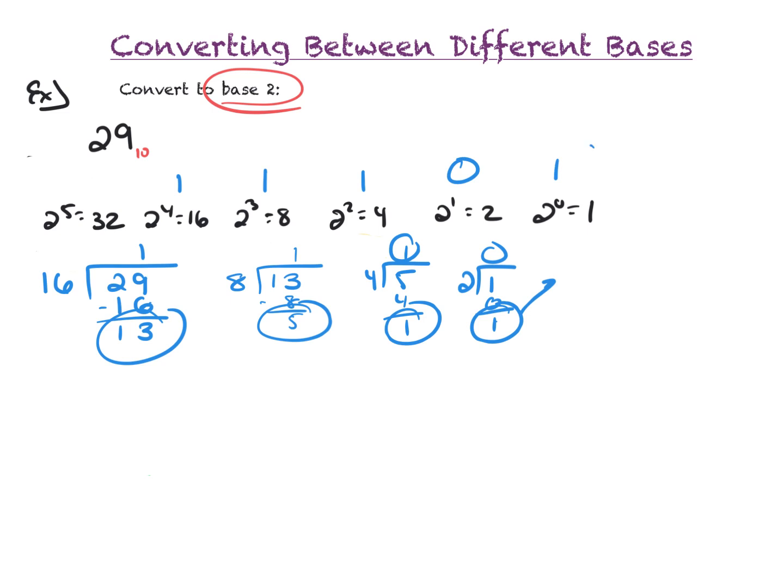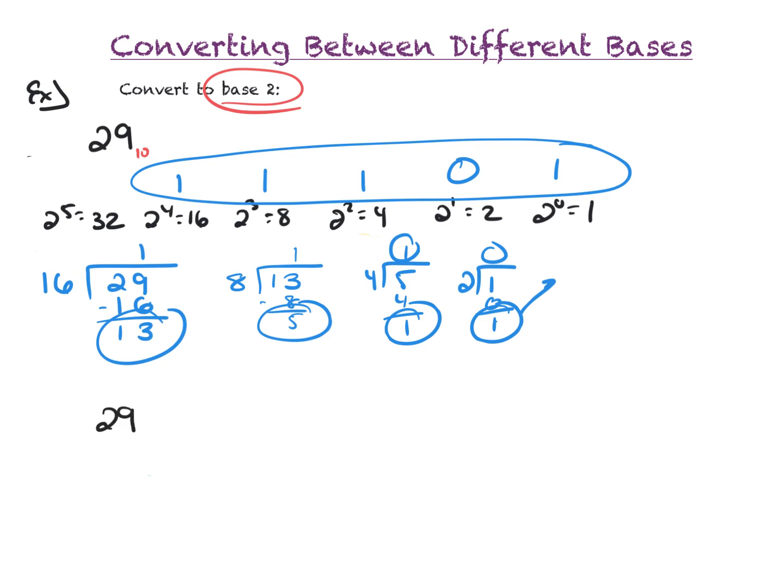So in binary up here, this is our answer in binary. We have 29 base 10 is equal to 11101 base 2. Cool. I think it's a good exercise to convert back. So take 11101 base 2 and make sure we get base 10. So we'll do that really quickly.